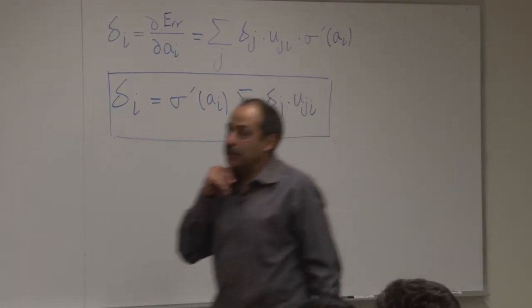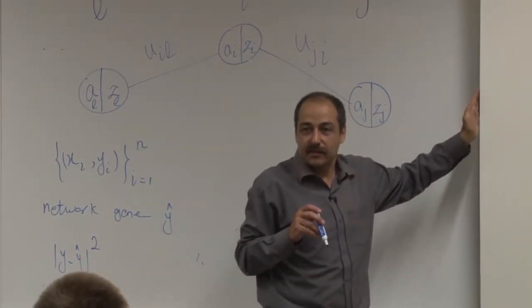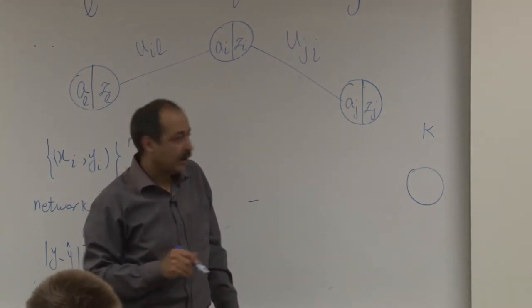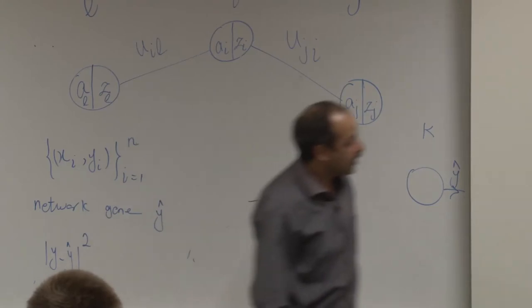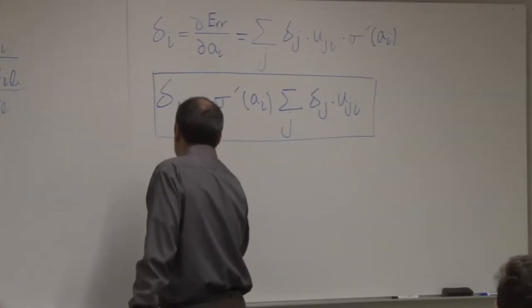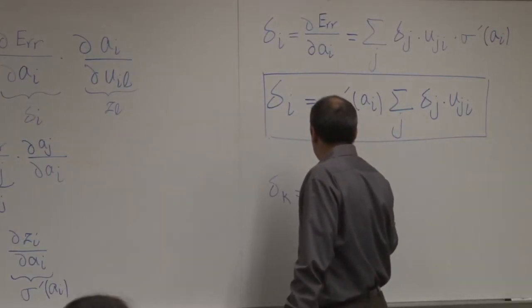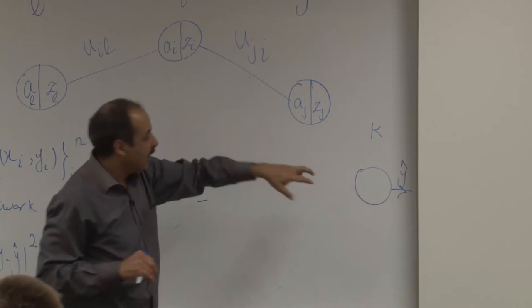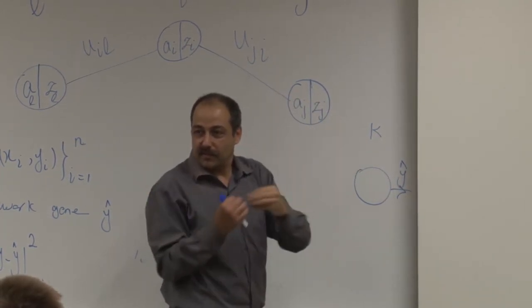Why is it useful? Suppose I have a feedforward neural network with layers and layers and layers. At some point, I get to the last layer. Suppose that this is layer K, and the output here is Y hat. So what is delta K? By definition, delta K is the derivative of error with respect to the weight. To keep it simple, I assume this perceptron is a special perceptron without a sigmoid function: whatever comes in goes out, it's just summation.